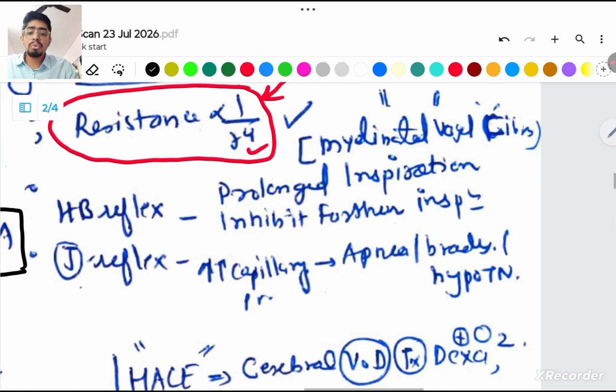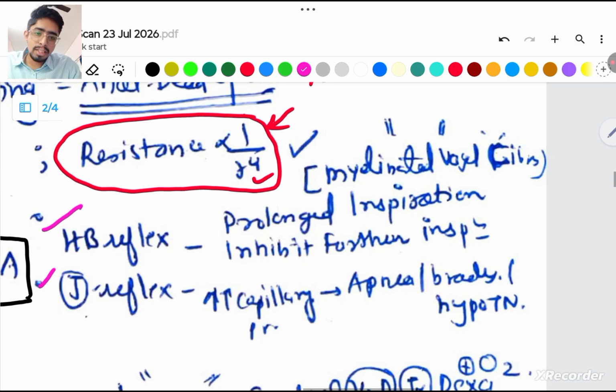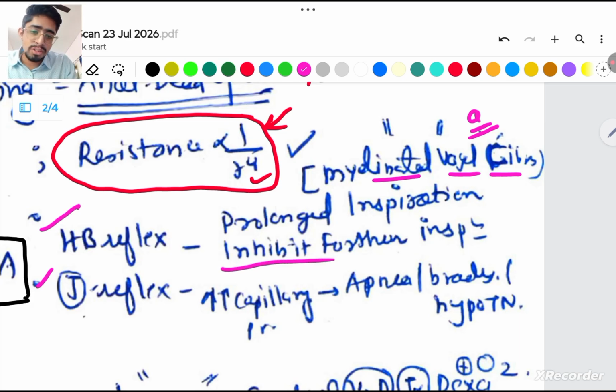Okay. Now two reflexes, very very important physiology questions. Two reflexes, which are your Hering-Breuer reflex and your J reflex. Hering-Breuer reflex is by myelinated vagal fibers. That is a question. So myelinated fibers, Hering-Breuer reflex, it inhibits further inspiration. Whenever the lungs are increasing in size, taking up air, there is a stretch reflex, and the stretch reflex inhibits further inspiration. That is your Hering-Breuer reflex.